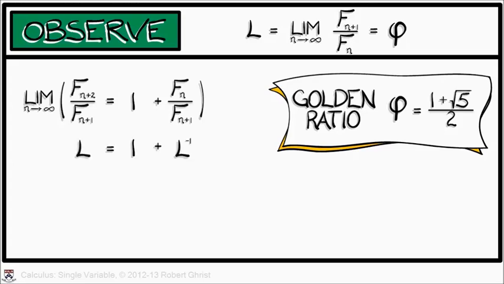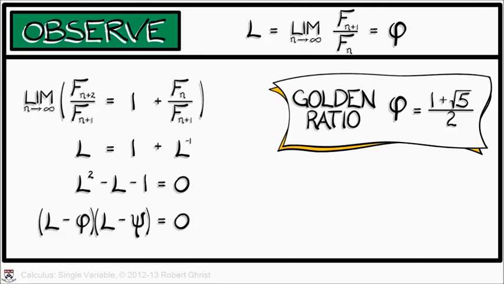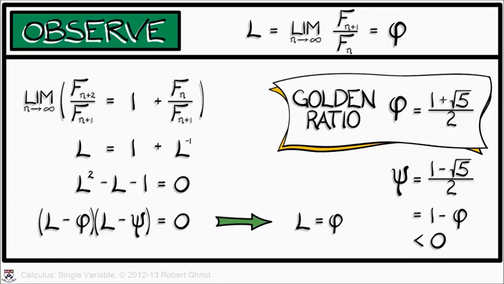And so we obtain the expression L equals 1 plus 1 over L. By multiplying through, we see a familiar quadratic expression that factors with roots phi and psi, where psi is 1 minus root 5 over 2. Now that, again, is a negative number. It's equal to 1 minus phi. In fact, we know that that is not the limit, and so the limit is phi, this golden ratio.